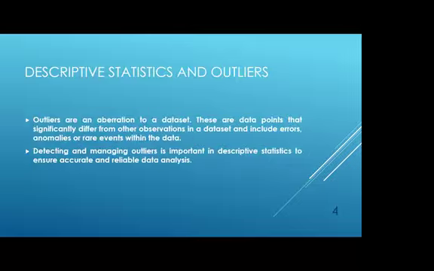Fine. Now, when you talk about descriptive statistics, there is something called an outlier. This is some kind of a warning before we proceed. So what is an outlier? Again, this is a very common term when you come across analysis. Outliers are an aberration to a data set, something that is not expected. These are data points that significantly differ from other observations in a data set. This may include errors, human errors, anomalies, meaning they are not errors, but rare events within the data.